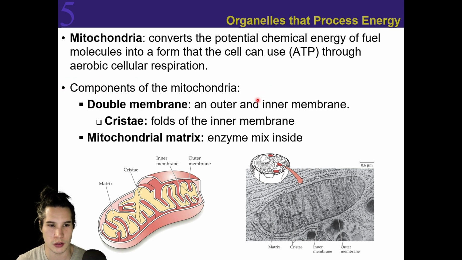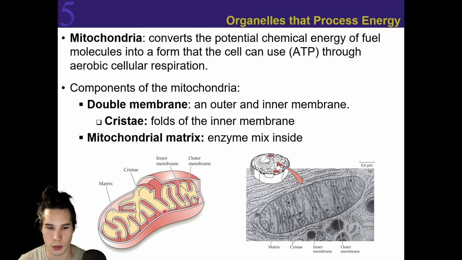So there are some components of the mitochondria. We have a double membrane. So it's got an outer membrane as well as an inner membrane. And in that inner membrane, we have all of these folds. We call those folds cristae. The reason why we have all of these folds in the inner membrane, or all of these cristae within the inner membrane, is because it increases surface area.